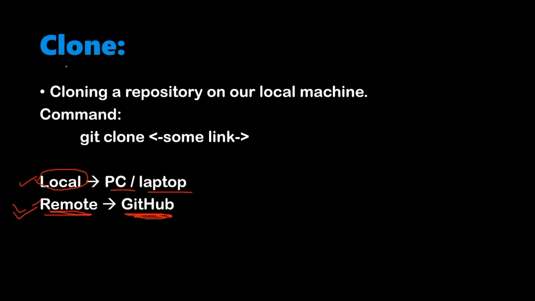Now, we're going to move on to cloning. Cloning a repository onto our local machine means that a repository is already uploaded on GitHub. The repository already exists in GitHub, and we have to take that repository and copy it onto our local system, like on our PC or our laptop. How can we do this? For that we have to use this command, git clone and some link. And how we're going to use it, let's see.